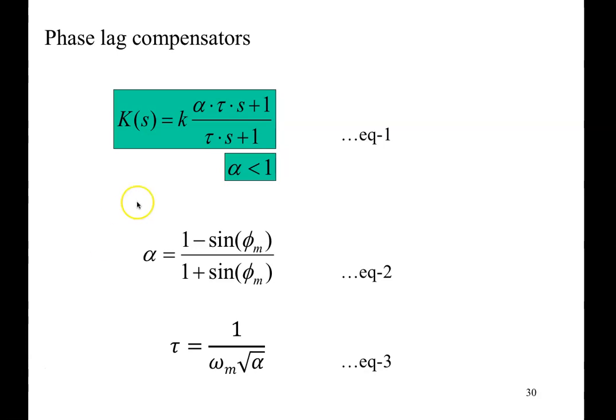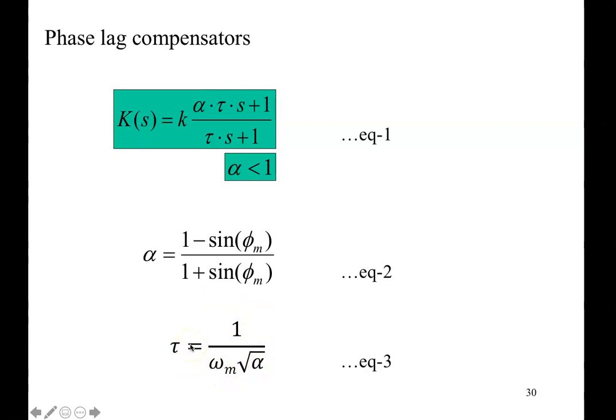Now the way to calculate the alpha and tau values is similar as well, except in equation 2, for the phase lead it's 1 plus sine over 1 minus sine, and for the phase lag it's 1 minus sine over 1 plus sine. The equation for calculating the tau value is exactly the same.